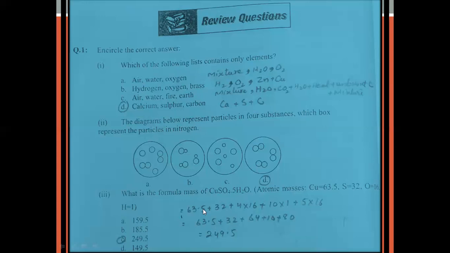And I told you the method of finding the formula mass is the same as finding the molar mass. Atomic mass of copper plus atomic mass of sulfur plus 4 atoms of oxygen multiplied by the atomic mass of oxygen, plus 5 twos are 10 hydrogen, and the atomic mass of one hydrogen is 1. You can also write it as 1.008. Then we have 5. This 5 is with hydrogen, and this 5 is with oxygen also. So 5 atoms of oxygen multiplied by the atomic mass of oxygen. By multiplying and adding all the terms, we get the answer 249.5. So the correct option is 249.5, the formula mass of hydrated copper sulfate.